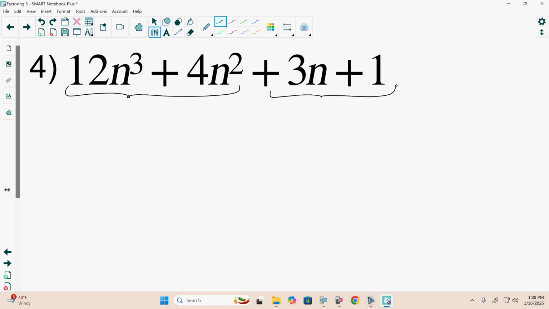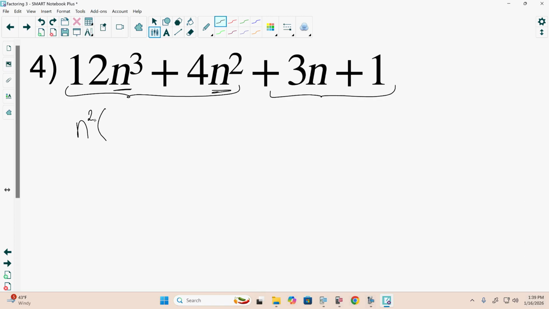So the first thing I do, it doesn't matter which one we do, we can look at 12n cubed plus 4n squared, those 2 terms, and see if there's a greatest common factor. There's something in common with those 2 terms, and we're going to factor it out. Now the variable, we can look at it first. Well, n cubed and n squared has a greatest common factor of, well, n squared. We can take n squared out of both of those terms.